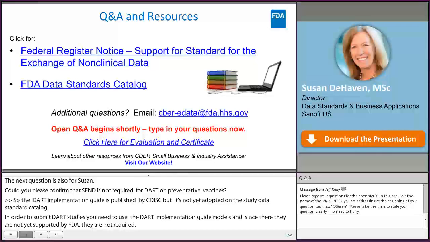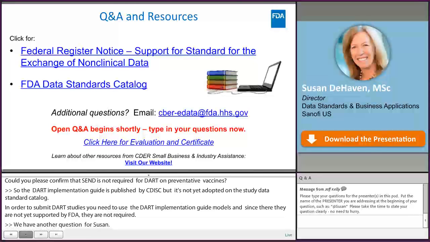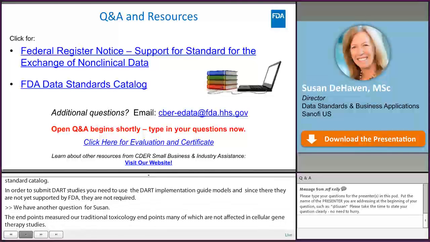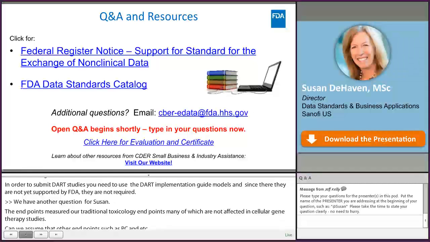Thank you for responding to that question. We have another question for Susan. The endpoints measured are traditional toxicology endpoints, many of which are not affected in cellular gene therapy product studies. Can we assume that other endpoints, such as VCN, chimerism, etc., are not going to be required to be submitted in SEND format?